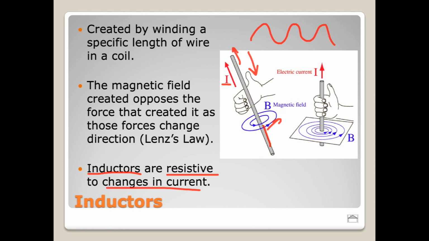So what we have here with our Lenz's law example is magnetic momentum, and that is something that takes a little bit of time to get moving in one direction or another as the current either starts or stops, flows in one direction or the other. So inductors are effectively resistors when it comes to alternating current.